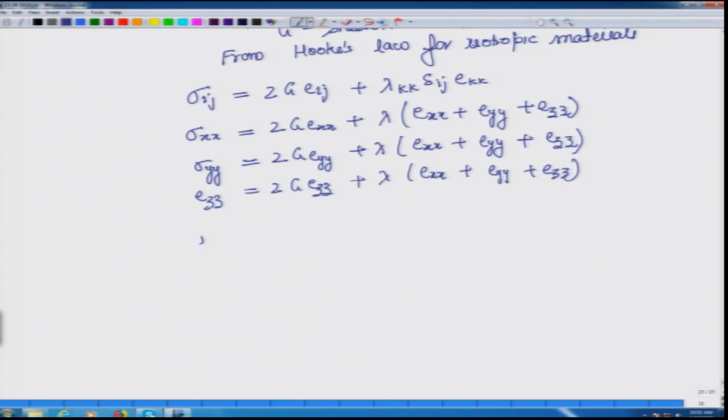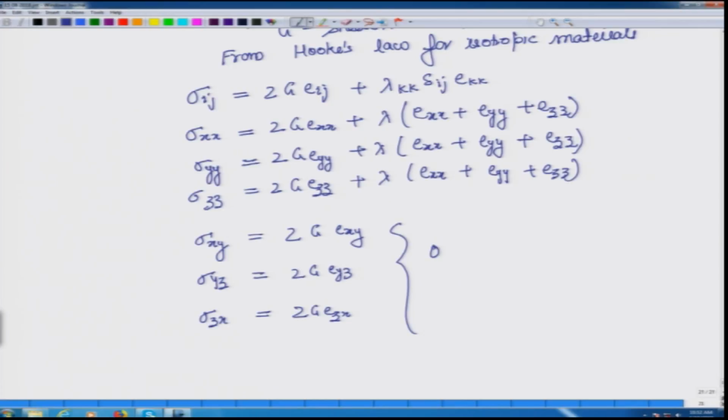Now, we will come to the shear stresses. What we have looked at over here are the normal stresses x x, y y, z z. Now, when we get to shear stresses, x and y, you can see i is not equal to j, and therefore, delta will be equal to 0, and therefore, what you will end up with is sigma x y equal to 2 G E x y. Sigma y z is equal to 2 G E y z. Sigma z x is equal to 2 G E z x. All the other components are 0.